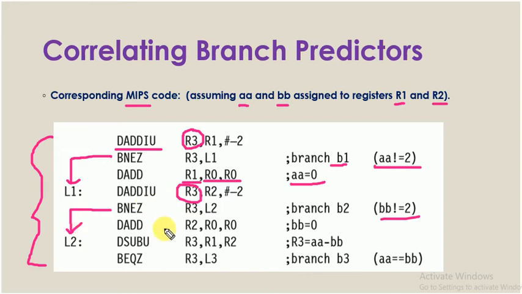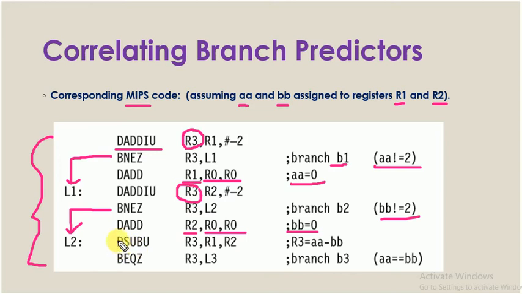Okay, otherwise what will happen? It will add 0 plus 0 to R2, it will become 0. Same operation as the previous case: A equal to 0 if it is equal to 0, BB equal to 0 if it is equal to 0, if this branch operation is equal to 0.